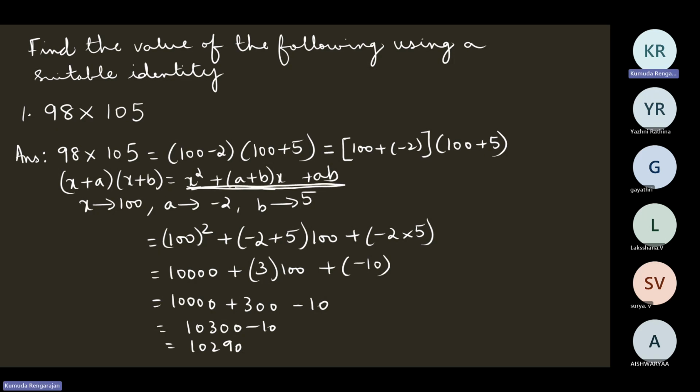Here, in place of x, a, and b, use the values and then simplify that. So here it is 3 into 100, 300. 5 minus 2 is 3. 3 into 100 is 300. And the final answer is 10,290.